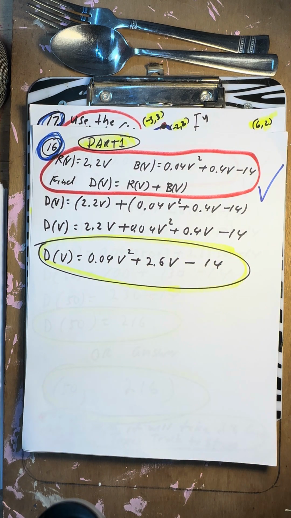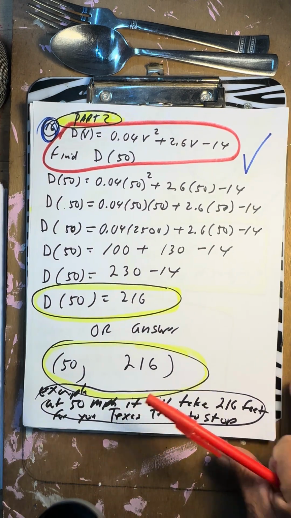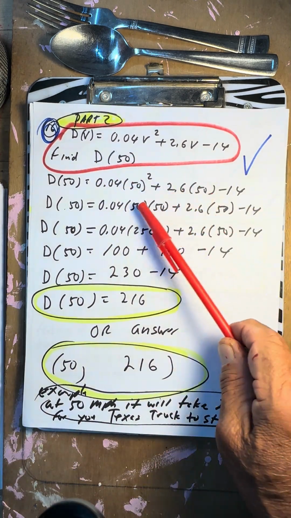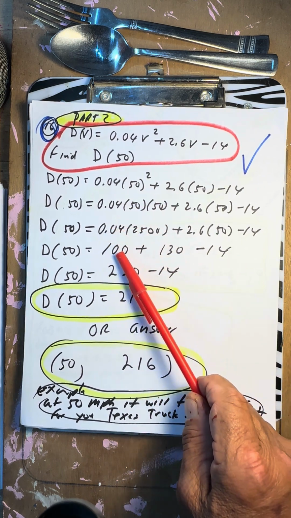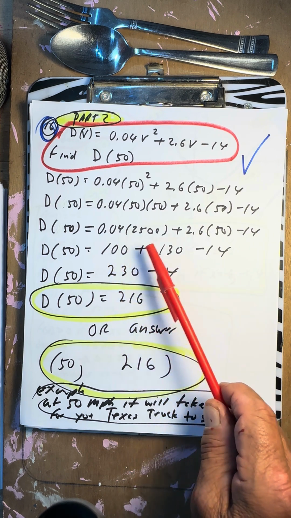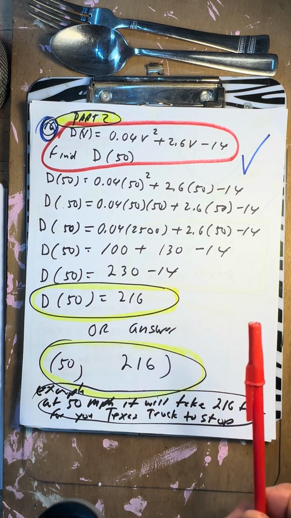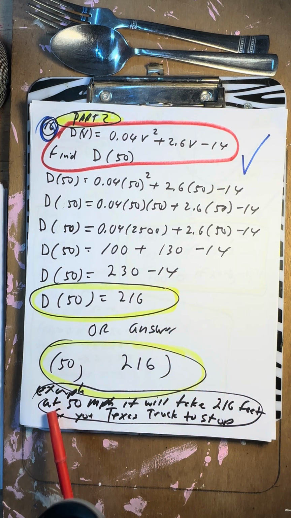Okay, now what do we do with this? We are going to put 50 in there. So do you have 50? Put a 50 in there. 50 times 50 is that, times this, and that's going to be that. Then minus 14. So this is going to be 230 minus 14 is 216. So for example, at 50 miles per hour, it will take a total of 260 feet. That's reaction time plus braking time. So at 50 miles per hour, it will take 260 feet for your Texas truck to stop.